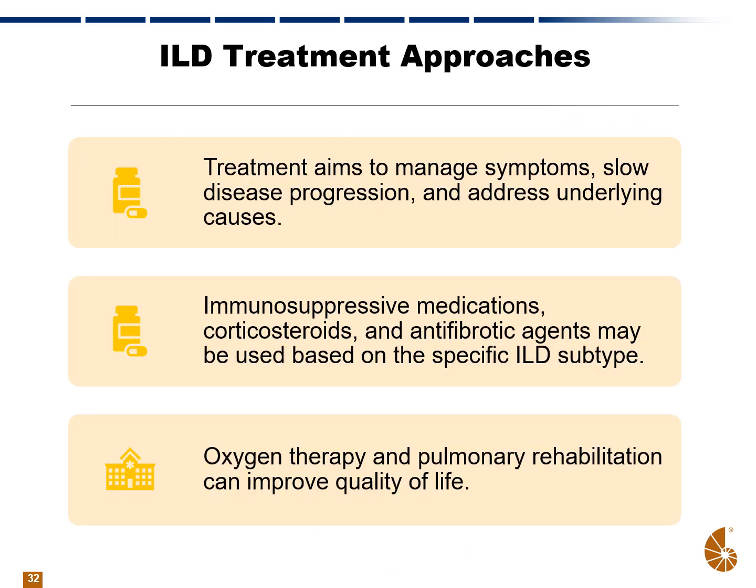So what are the treatment approaches for interstitial lung disease? Its treatment is aimed to manage symptoms, slow the disease progression, and address underlying causes. Medications may include steroids, antifibrotic agents, and sometimes oxygen therapy and pulmonary rehabilitation may be needed. And then, as we mentioned before, even lung transplantation may be used in some cases.